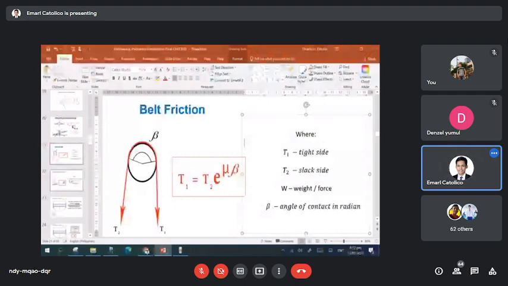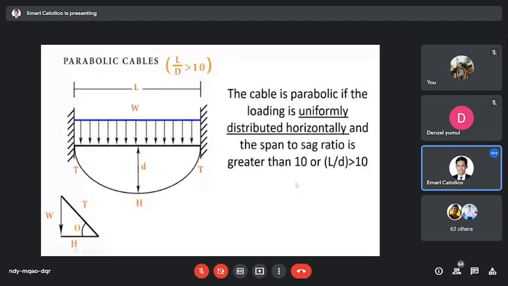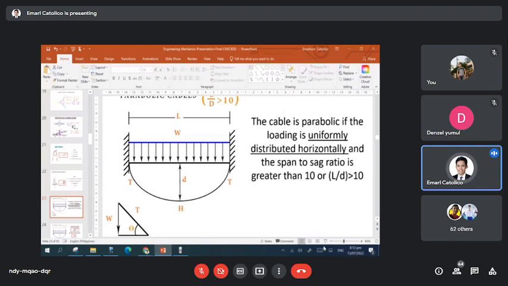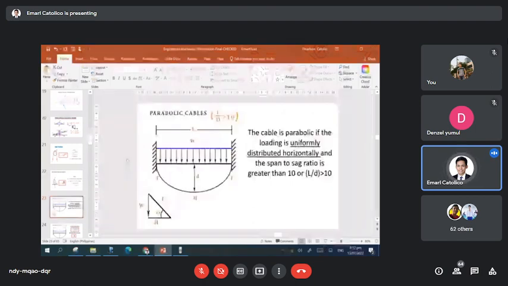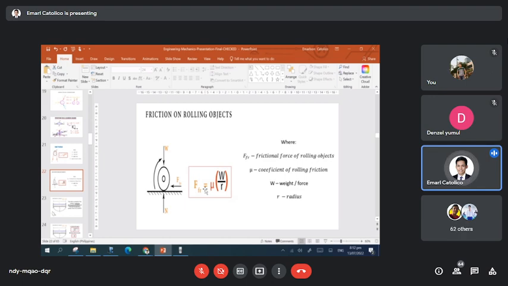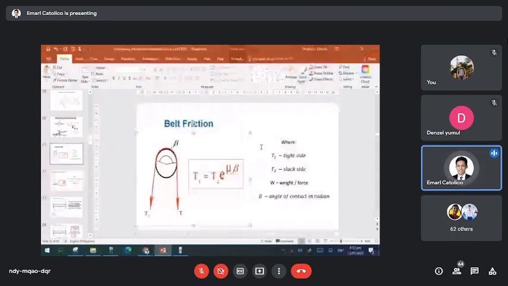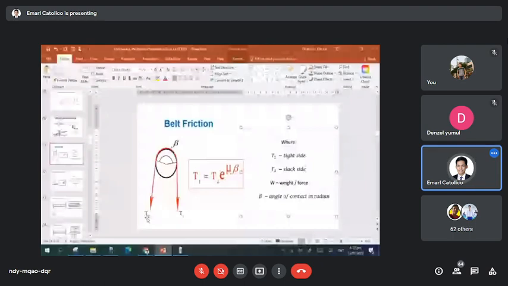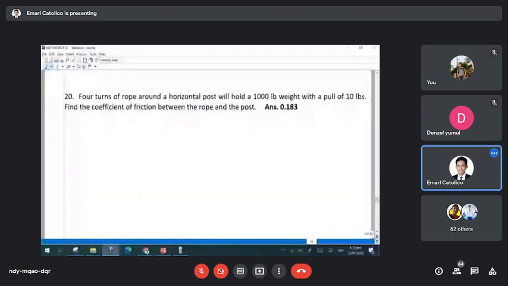Now, for rolling objects, we have frictional force is equals to mu times weight over the radius. Okay? So, W over R times coefficient of friction lang siya. So, mostly kapag rolling objects sa mga tanong sa board exam, mostly direct sub lang to. Then, itong belt friction, ganun lang din. So, hindi siya masyadong kailangan ng analyzation. So, try natin yung number 20.